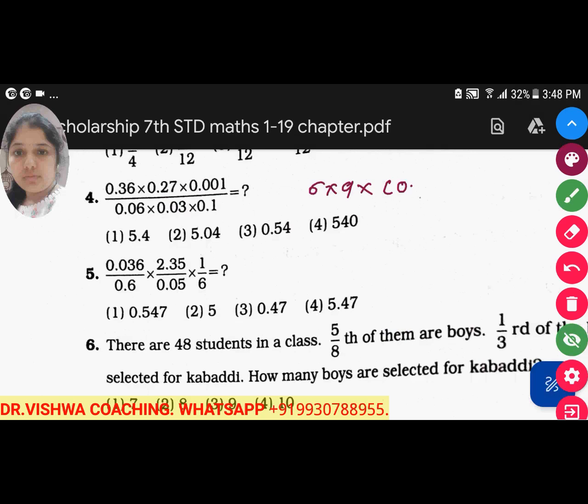So what is your answer? 0.1 bracket square means 0.01 and this is 54. So we have to give the decimal now. So 0.54 is your answer.